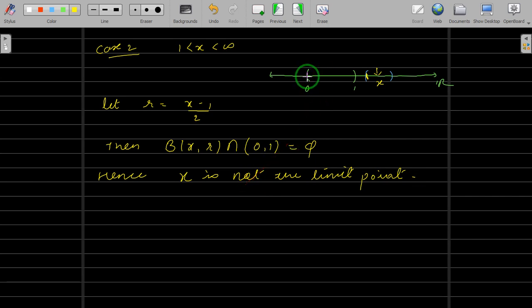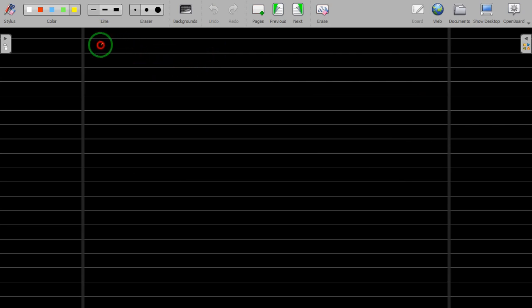Okay, now we have exhausted less than 0, we have exhausted greater than 1. Let us take a point in between 0 and 1, including 0 and 1. Case 3, 0 less than or equal to x less than or equal to 1. Now my claim is this is a limit point now. Okay, so let us take, let U be a neighborhood of x.